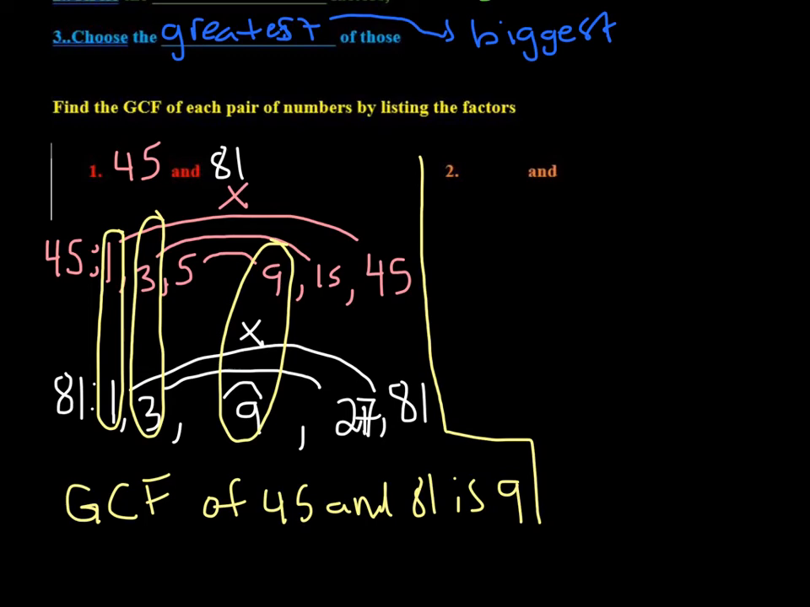Alright, let's have you guys try number 2. Let's have you guys find the greatest common factor of 30 and 42. So pause the video for a minute to try this, and then come back and check with my answer.